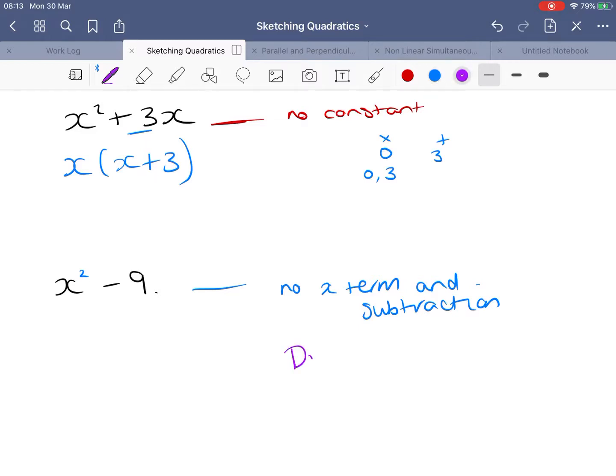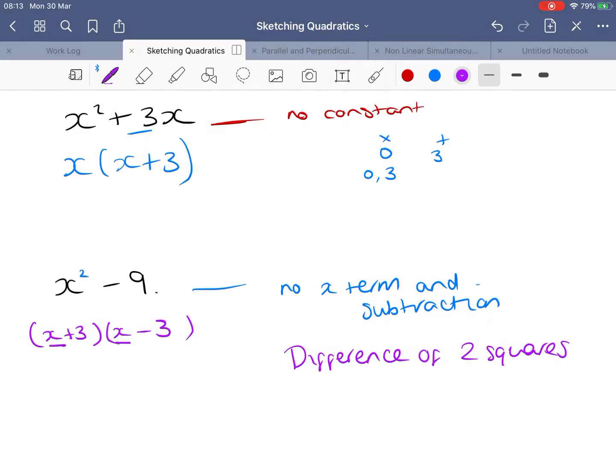It's called the difference of two squares, and we learned this in GCSE. It's the two brackets again, and we have x plus 3 and x minus 3. So you need to think what times itself makes the first term and what times itself makes the second term.